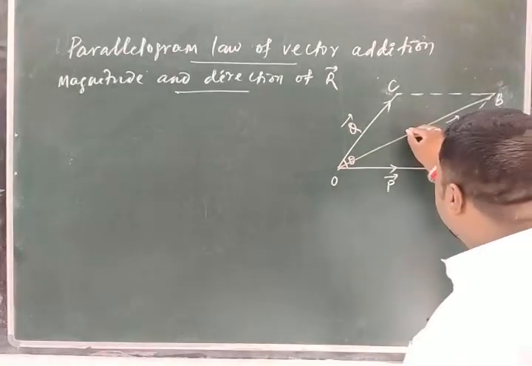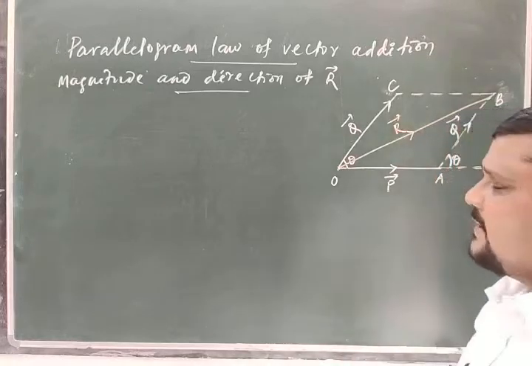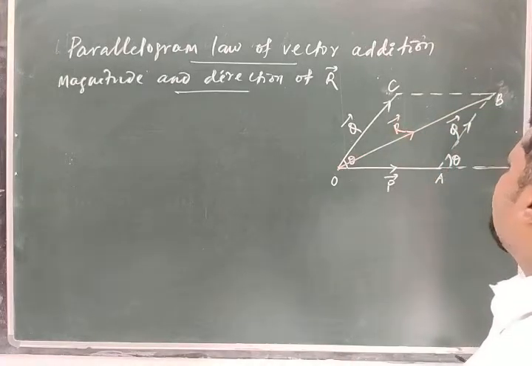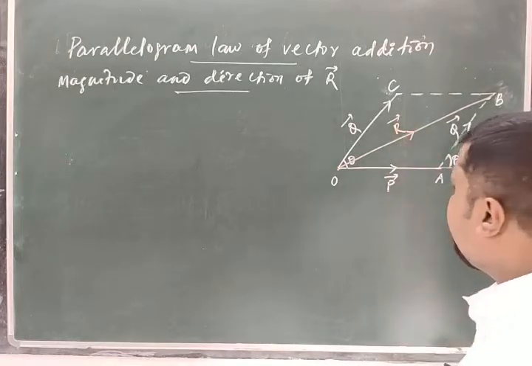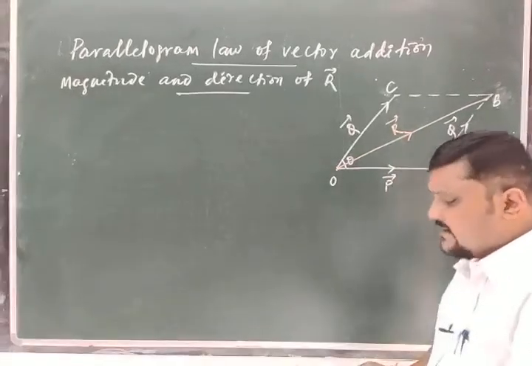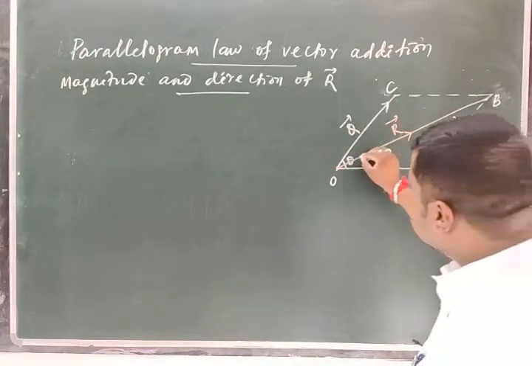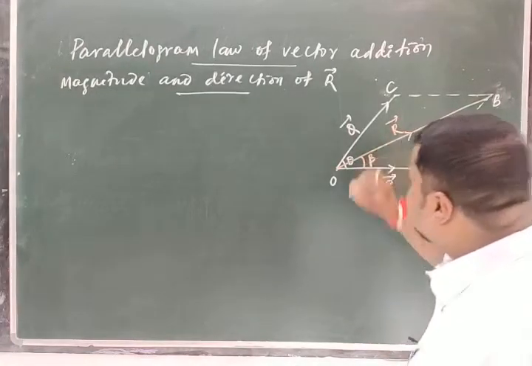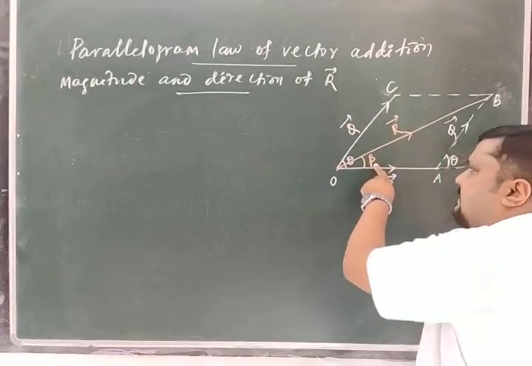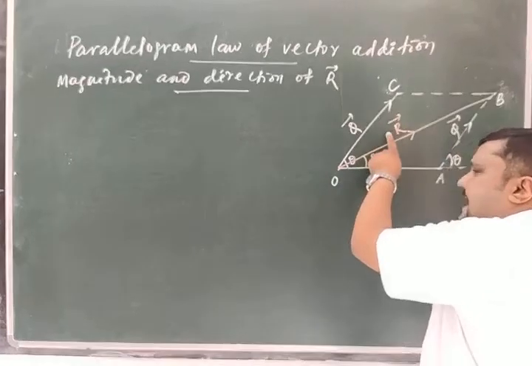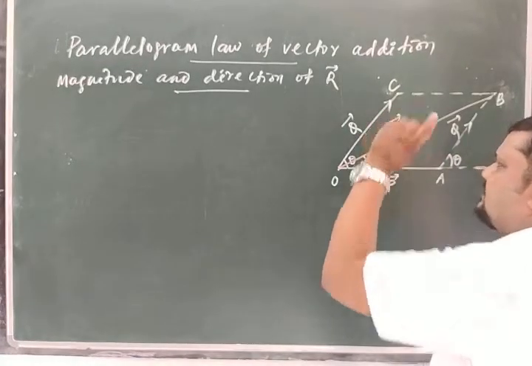So this diagonal represents R. And what is this R? R is equal to P vector plus Q vector. My point here is to find this R, the magnitude of this R in terms of P and Q. Similarly, let this R make an angle beta with P. This beta means I can know the direction of R with respect to P, and also I will find the magnitude of this R.